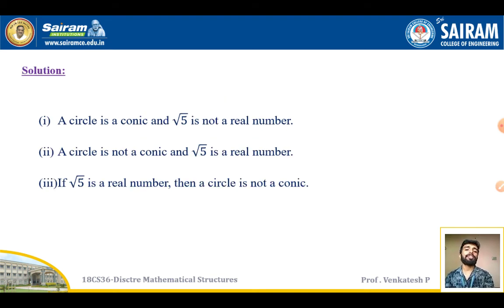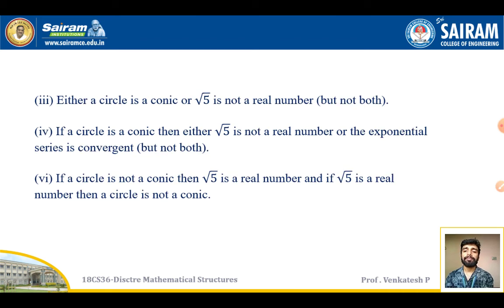I mean both are the same statements. So if a circle is not a conic, then root phi is a real number, and if root phi is a real number, then a circle is not a conic. Both are obviously the same statements. Since I am using the double implies symbol here, the statement will be like this.